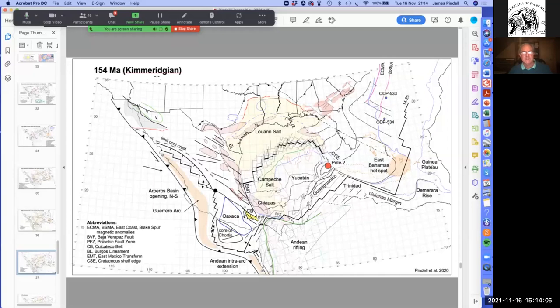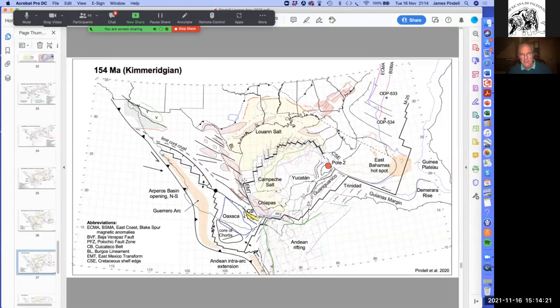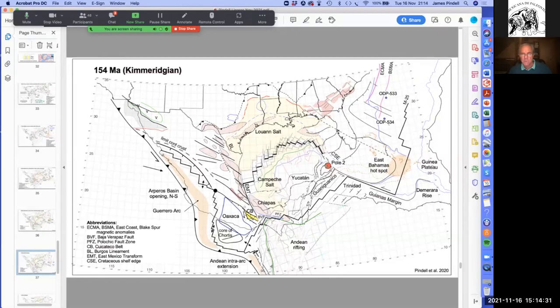Then by the Kimmeridgian, this is the middle part of late Jurassic, 154 million years, the oceanic crust might have been that wide. And you can see here's our pole of rotation, and the spreading is happening around that pole of rotation. And we are forming this eastern transform as this progresses. And the curvature here is concentric around the pole of rotation. All of these fracture zones are concentric around the pole of rotation.